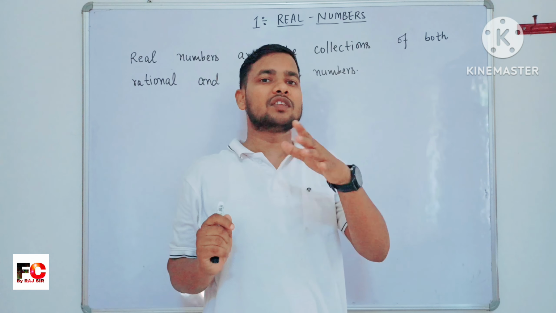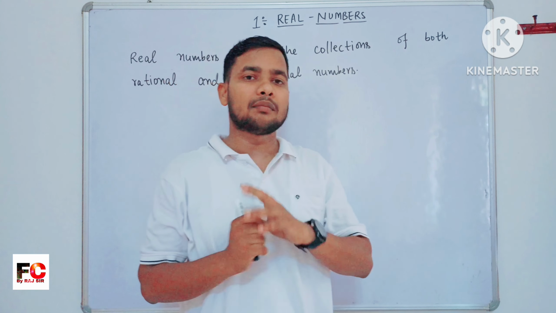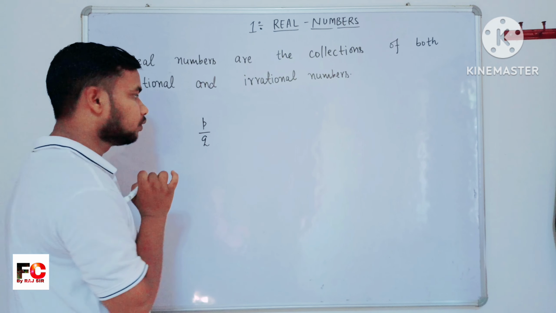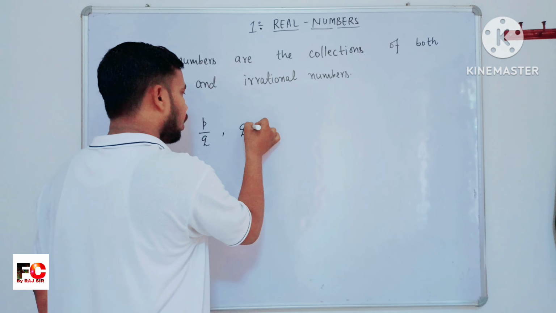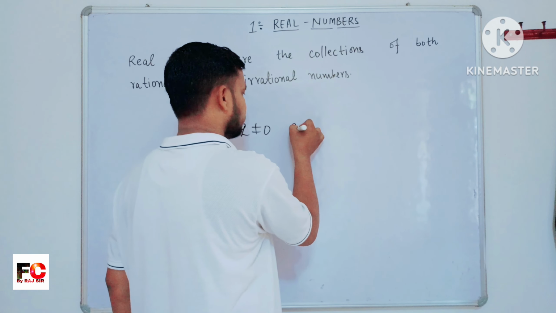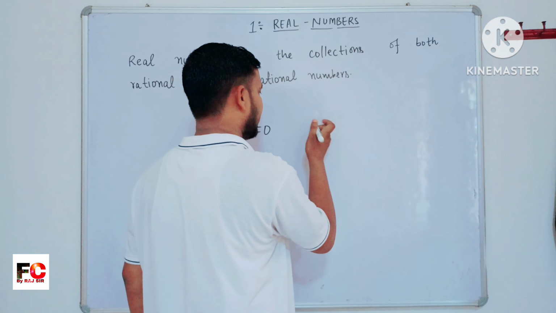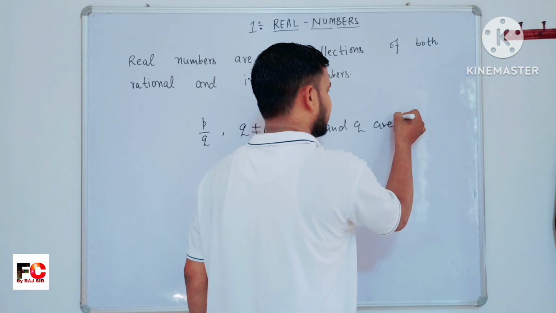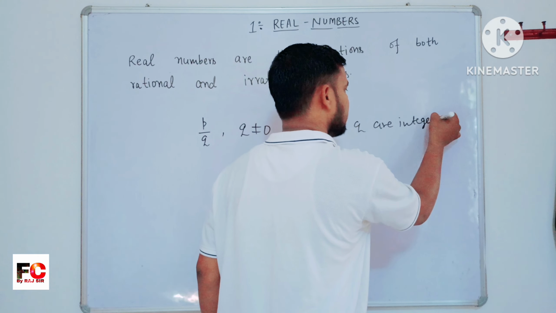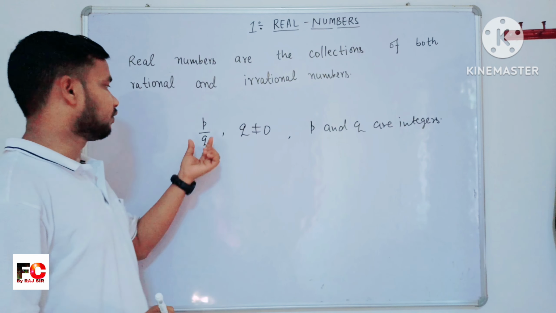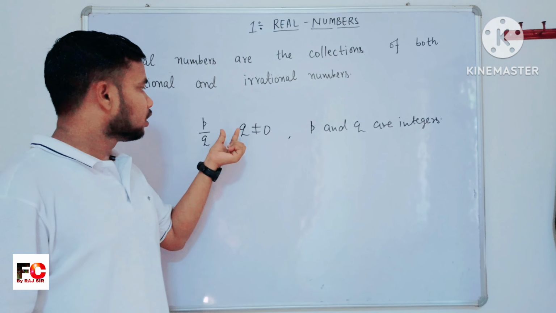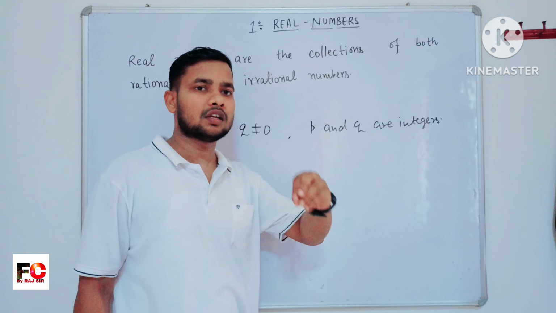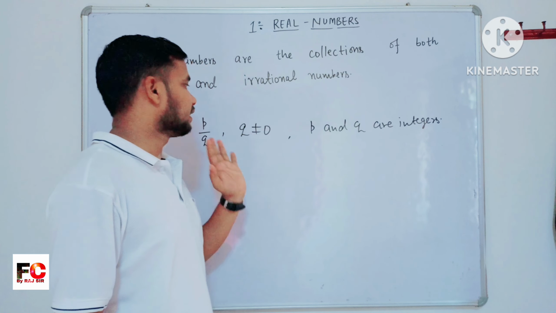The definition of a rational number: a rational number is any number that we can write in the form p by q, where the condition is q is not equal to 0, and p and q are integers. This is the simple definition of a rational number. Integers mean 0 to plus infinity and 0 to minus infinity.